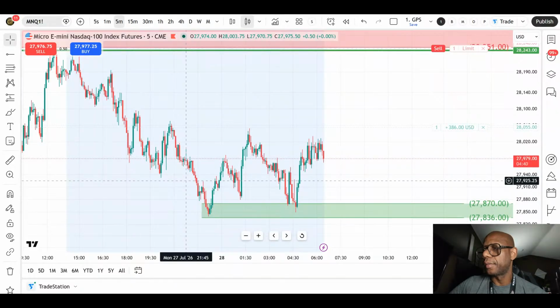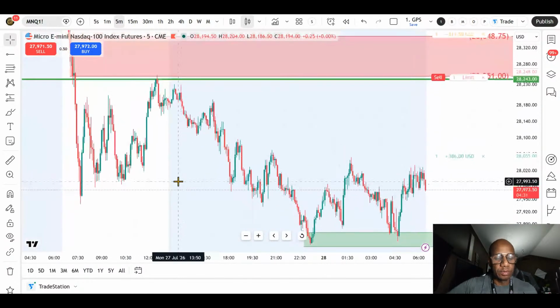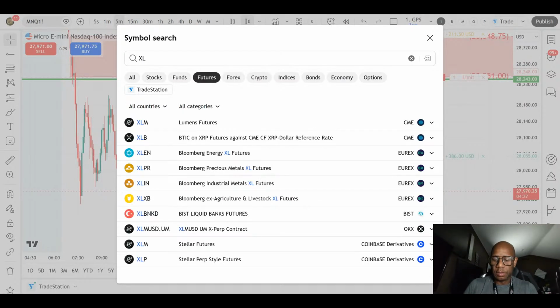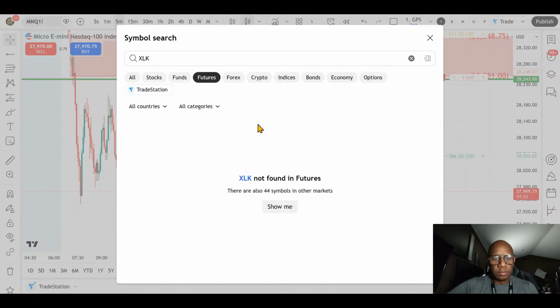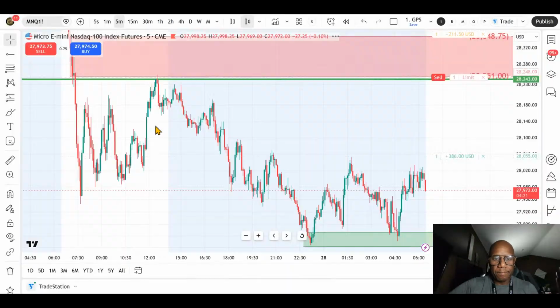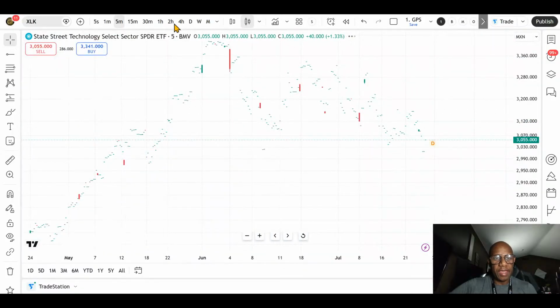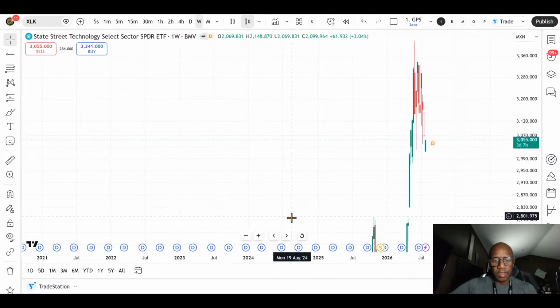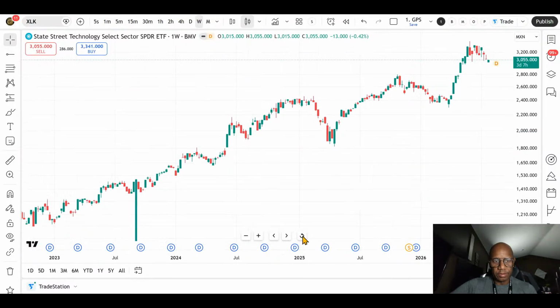All right. So let's keep going. So now another thing that we can look at is XLK. That's a technology ETF. Now notice it's not going to be like futures where it has a lot of trade volume. So we're going to have to use higher time frames on here.